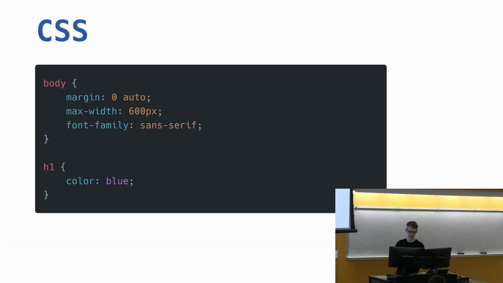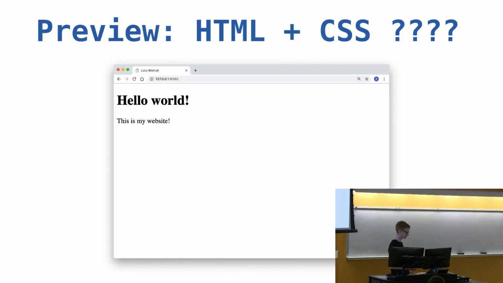We're going to set a max width of 600 pixels so it's not running off the screen. And then we're just going to set a font family of sans serif, not serif, because Times New Roman looks terrible on the web. And then just for fun, we'll throw in an H1 tag with a color of blue. So let's preview it again. Oh man, it looks exactly the same, doesn't it?